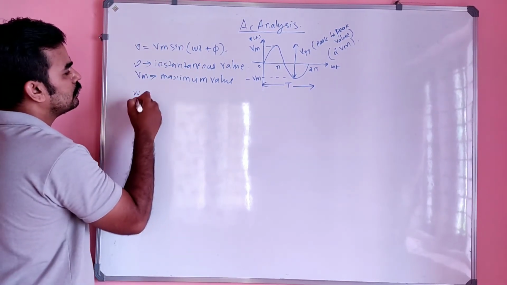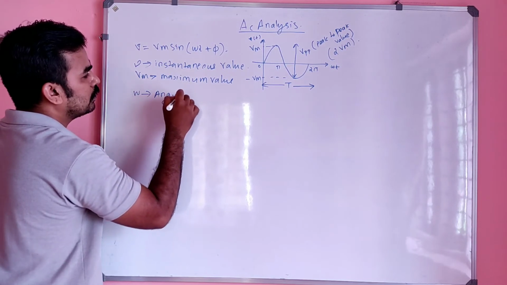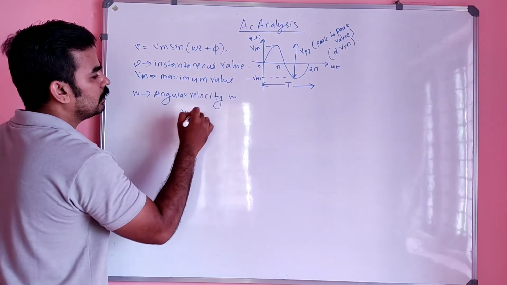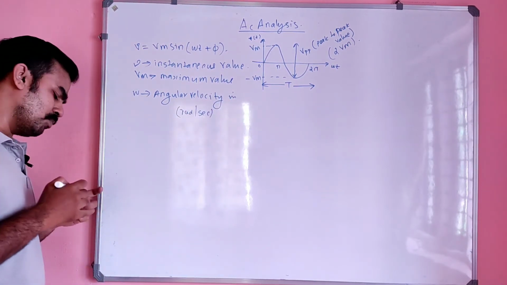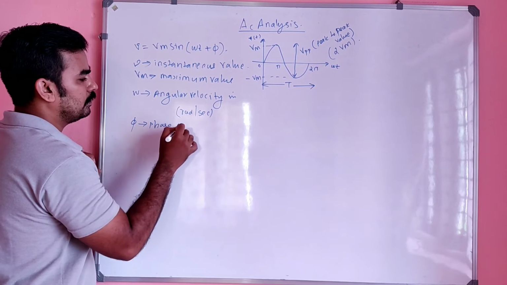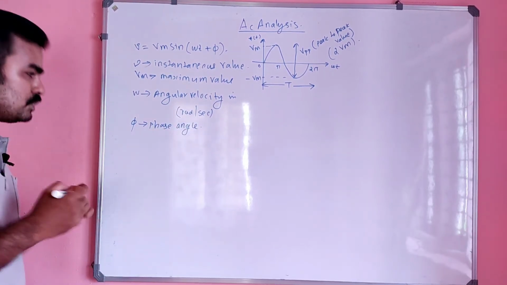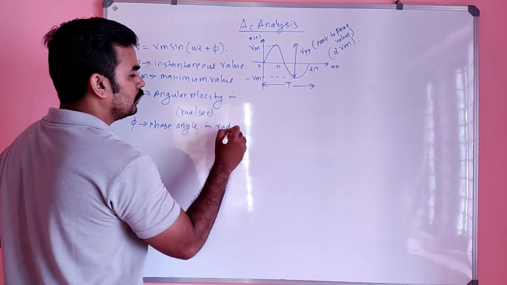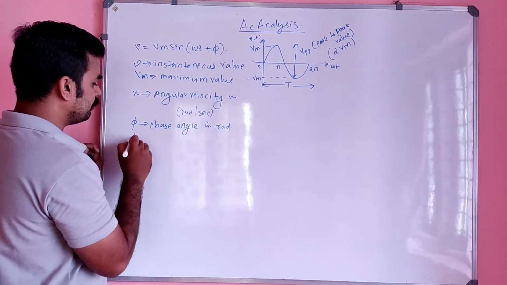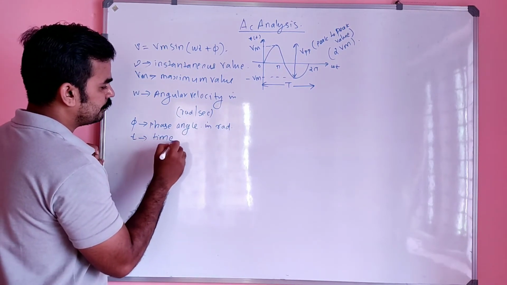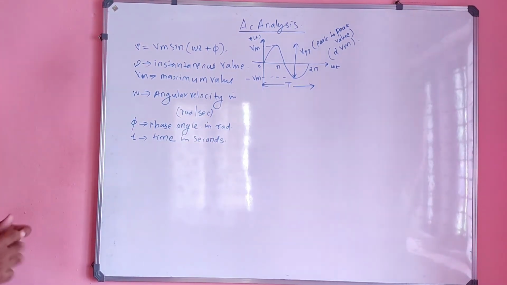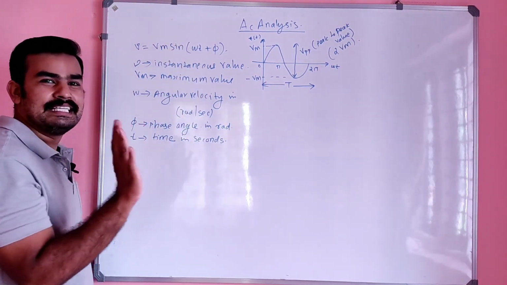And this is the simple alternating voltage waveform, and Vm is the maximum value, and omega is nothing but the angular velocity in radian per second. These are all basics, you know this. And phi is nothing but the phase angle, that means the angle in radian. And t is nothing but the time in seconds. So these are some important parameters regarding an AC voltage waveform.